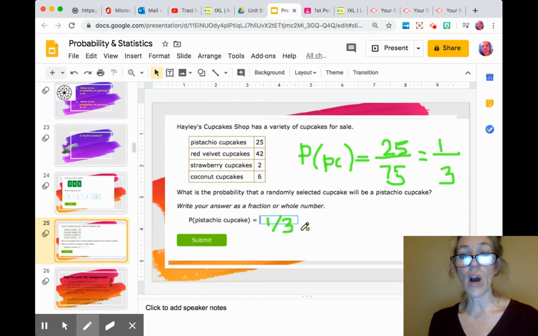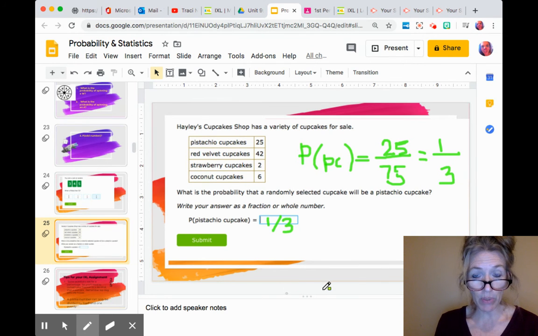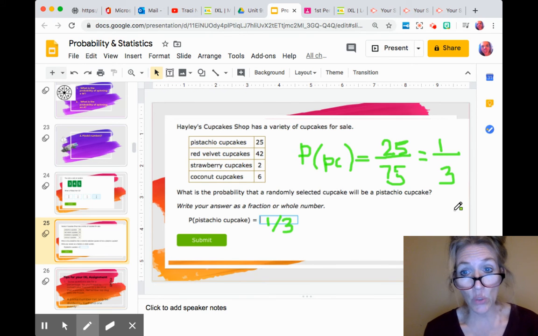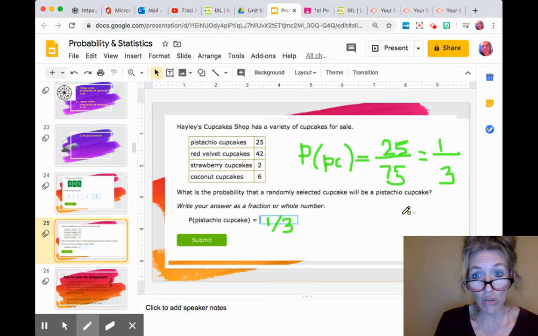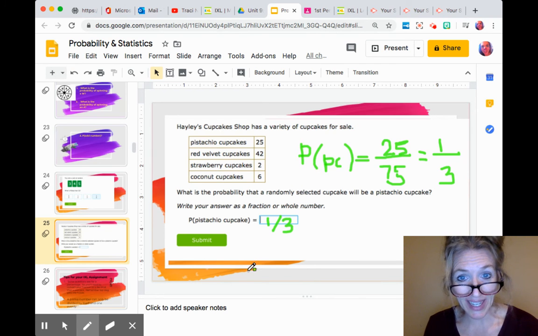Okay, so for all of the questions today, make sure that you're reading what it's asking for. Some of your questions are going to be asking for a fraction. Some of them are going to be asking for a percentage. If it's asking for a percentage, make sure that you remember how to convert your fractions to a decimal. I'm going to go over that with you in the next slide.